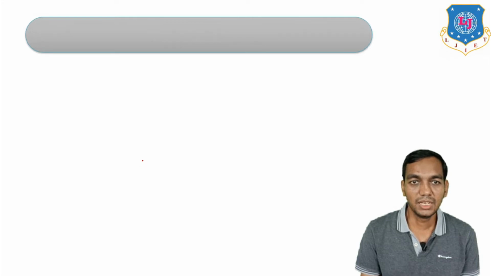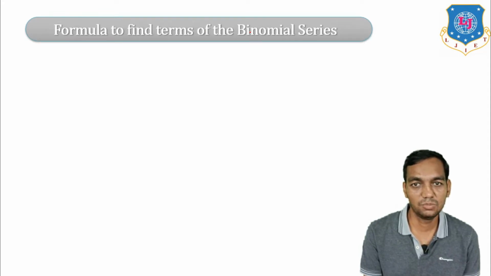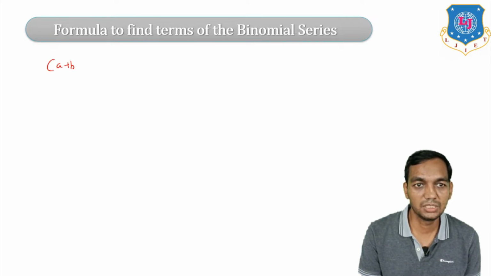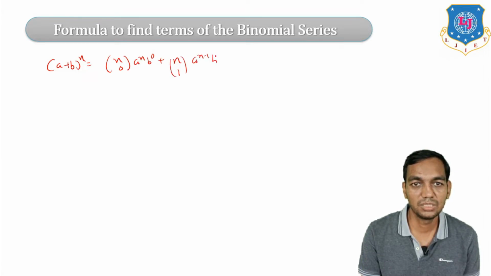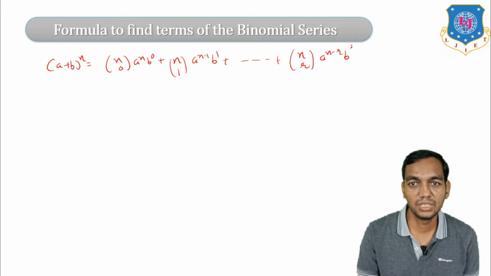Now we are starting with formulas to find the terms of a binomial series. Now see, as we have learned that (a+b)ⁿ is nothing but nC0 aⁿb⁰ + nC1 aⁿ⁻¹b¹ + ... If you are writing the general term, nCr aⁿ⁻ʳbʳ and so on, the last term will be nCn a⁰bⁿ.